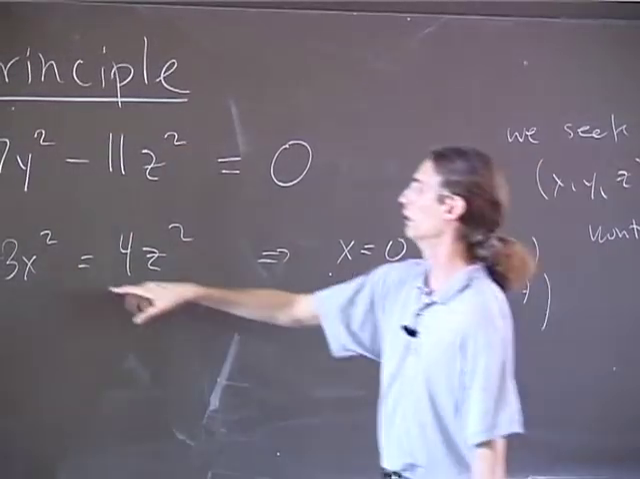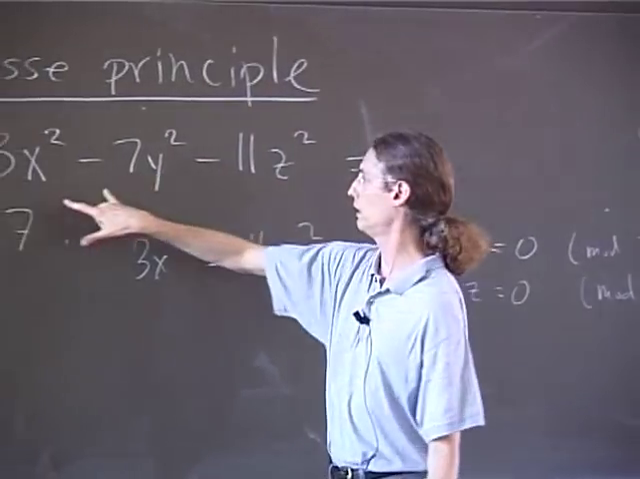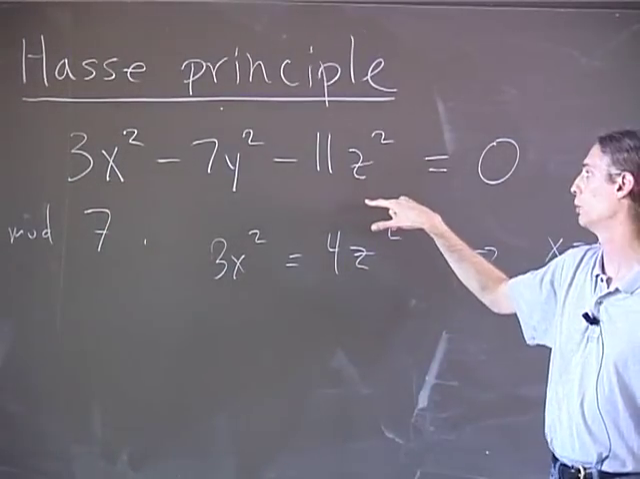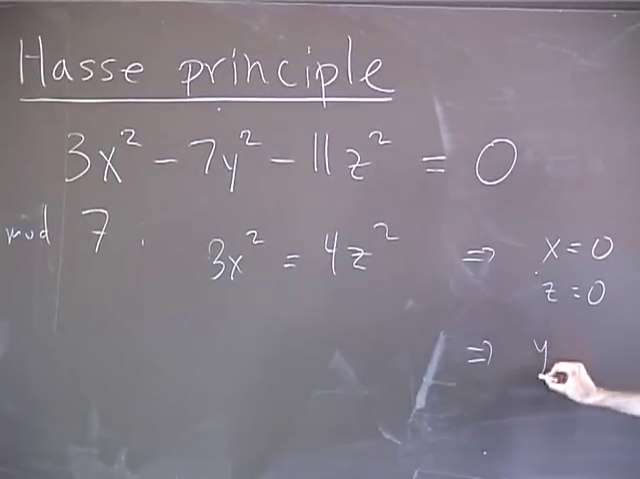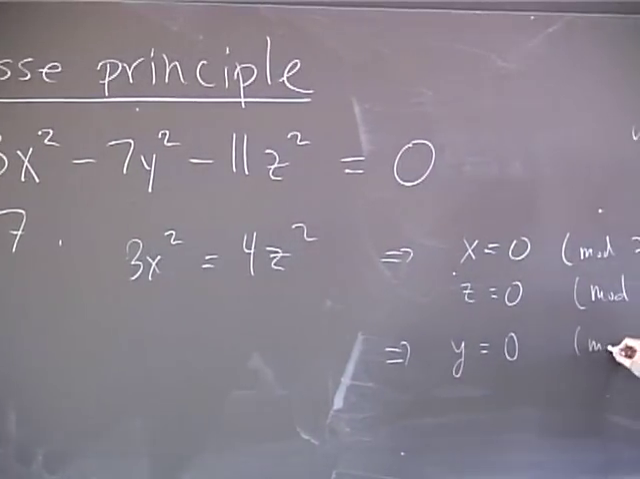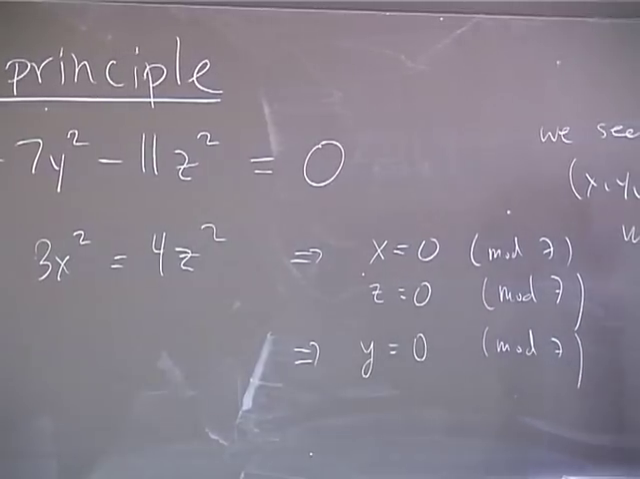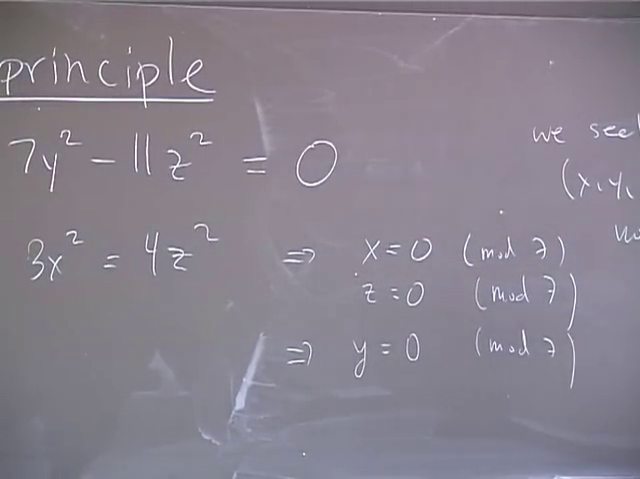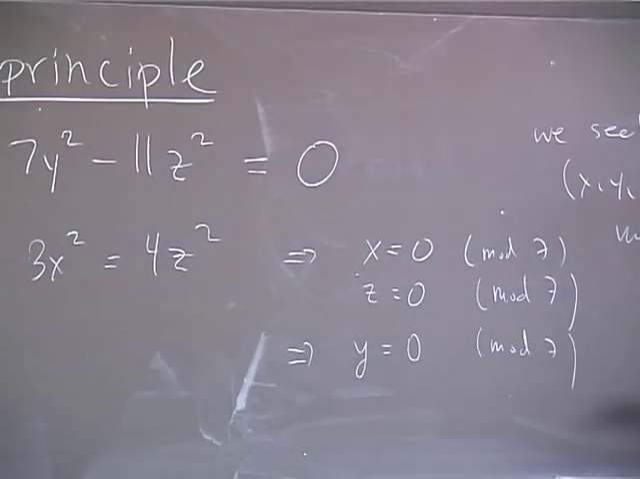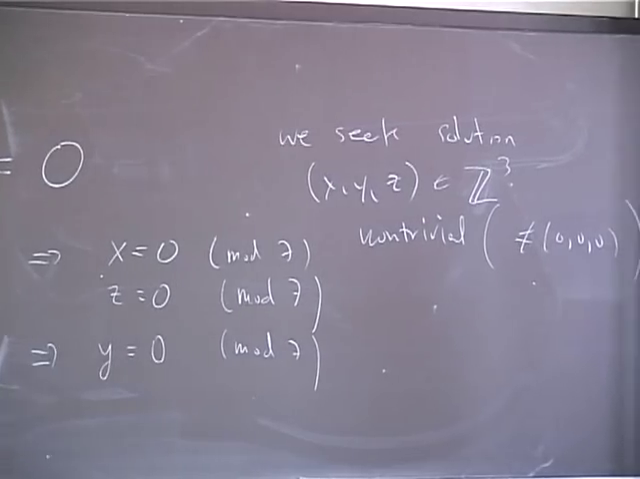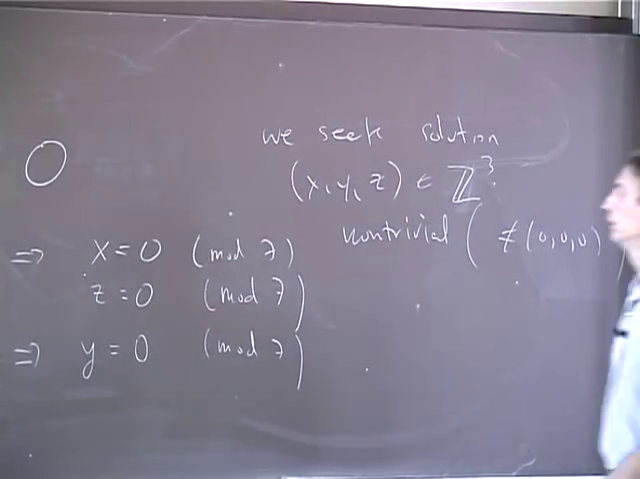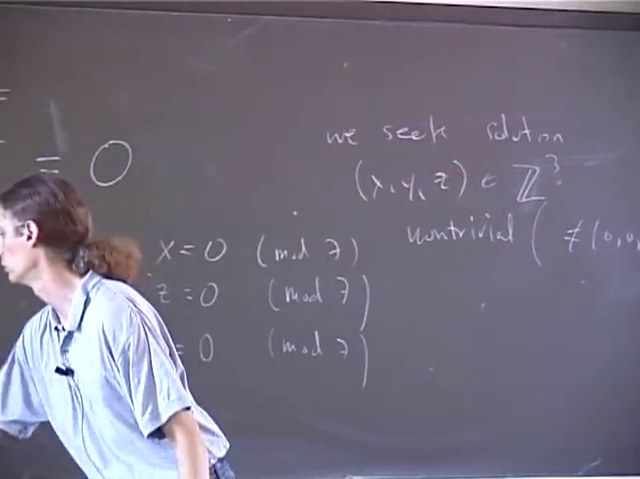But then plugging back in, you see that the first and last terms are divisible by 7 squared, and that forces then y to be divisible by 7 as well. And so this violates the assumption of having no prime factors. And by this very easy test, you see that there can be no non-trivial integer solutions.